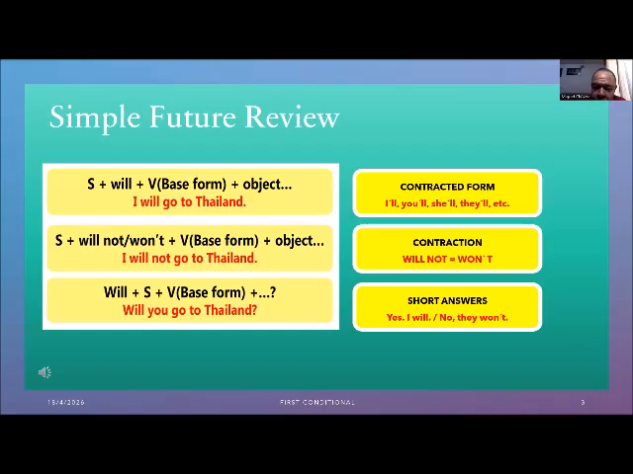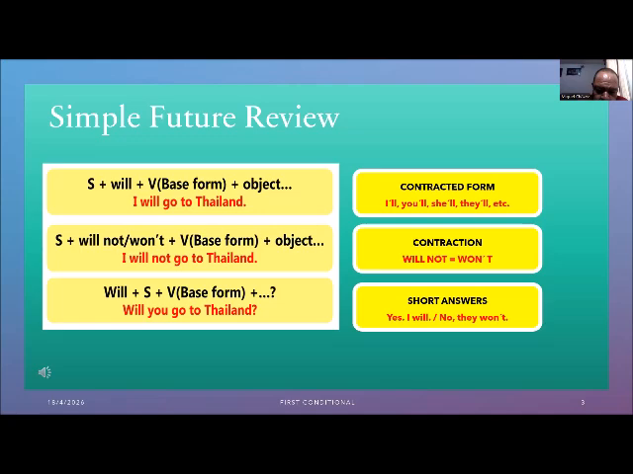I'll, you'll, she'll, they'll, etc. In negative sentences, we place will not or the contraction won't before the base verb. This form is used to express refusal, negative predictions, or simply things we don't expect to happen. For example, I will not go to Thailand. As always, the main verb stays in its base form. To ask yes-no questions, we begin with will, followed by the subject and the base verb. These questions help us to confirm future plans, predictions, or decisions.